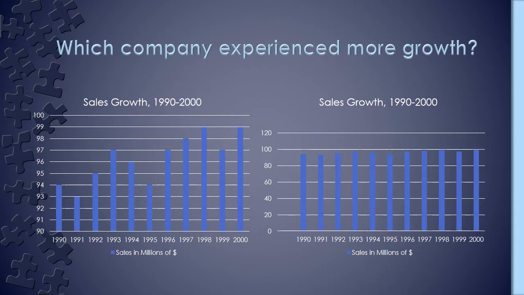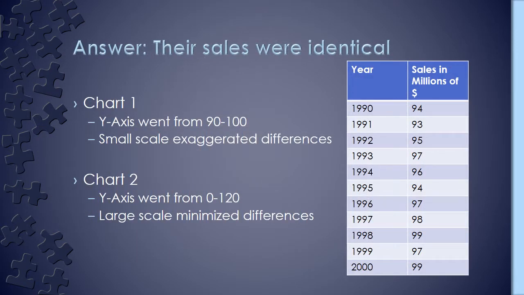So here's a little test. We have two charts here, two different companies on the left and the right, showing the sales growth of these companies in the millions of dollars from 1990 to the year 2000. So which of these two companies experienced more growth in their sales over this 10-year period? The answer is their sales were identical.